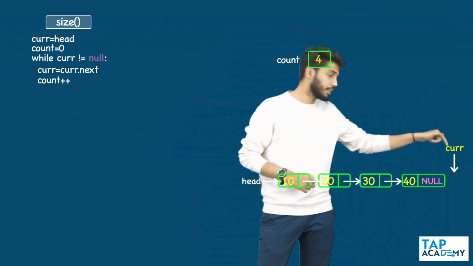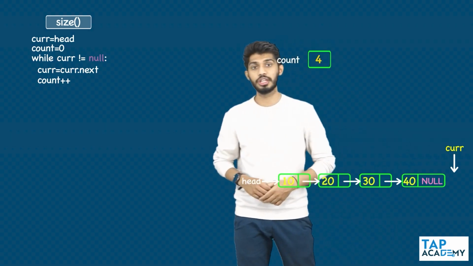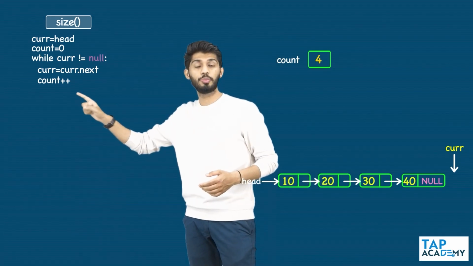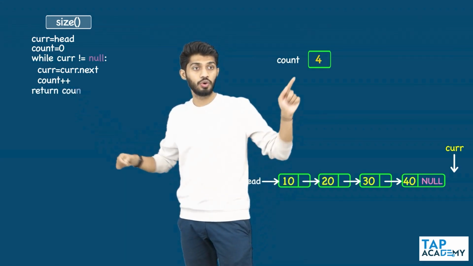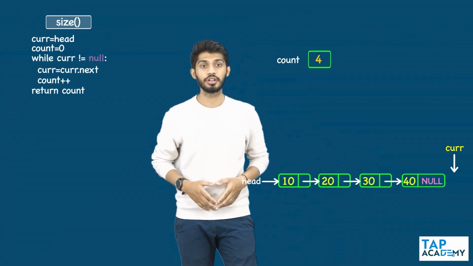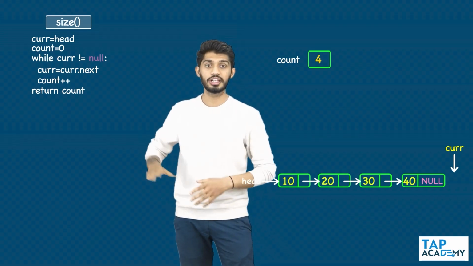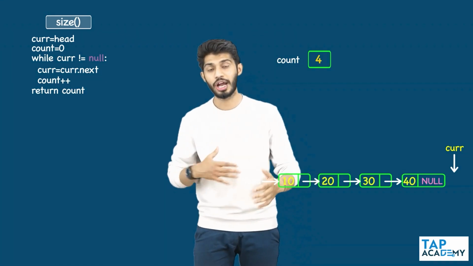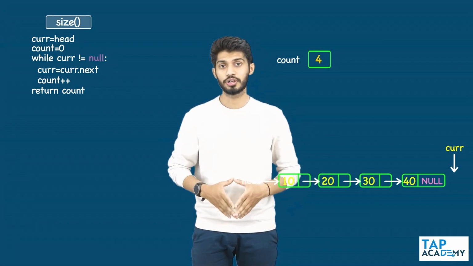Now current is already pointing to null. I don't have to do anything. Since I don't have to do anything, I will come out of the loop. Once I come out of the loop, all I have to do is return count. So count has 4 and there are 4 elements over here. So I hope this particular thing is completely clear to you. Make sure that you write the code and execute and check whether it's working or not working.